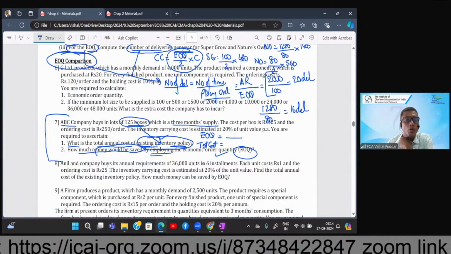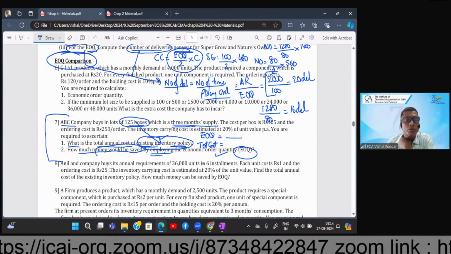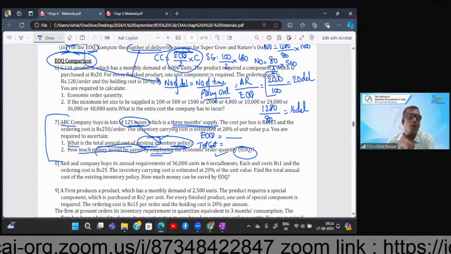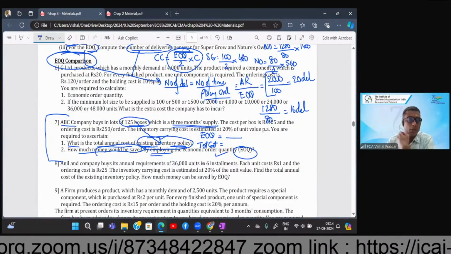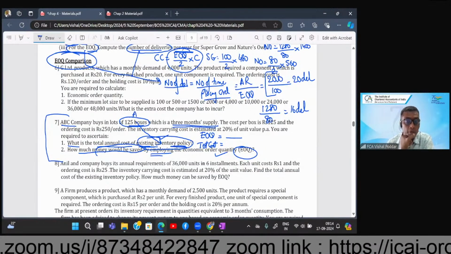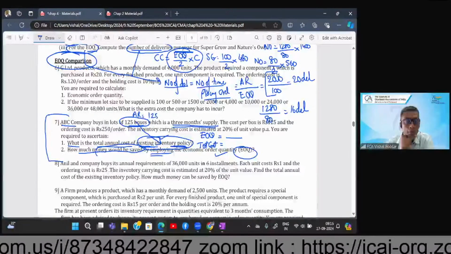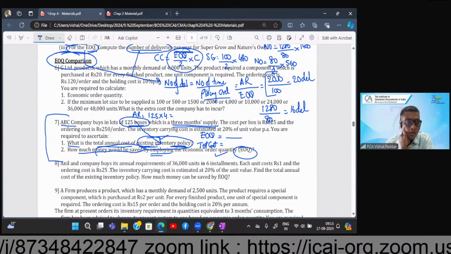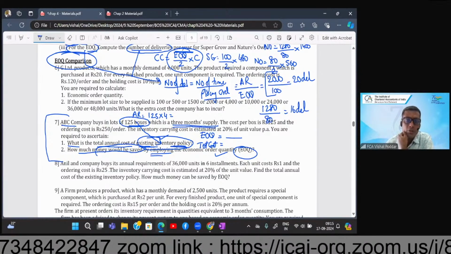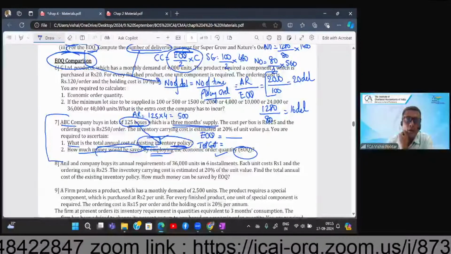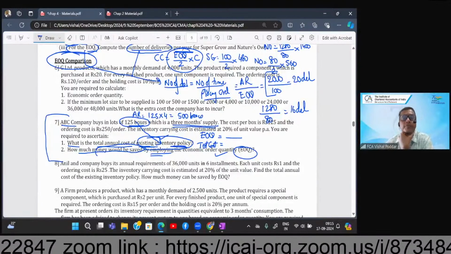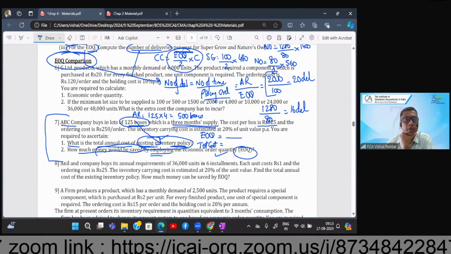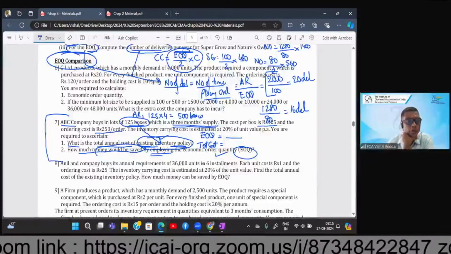That is, are you able to interpret the language also? So you are buying 125 boxes, which is your 3 months supply. It means what? In 3 months, you require 125 boxes. If you require 125 boxes in 3 months, what is your AR? Your AR will be 125 into 4. So 3 months is a quarter. There are 4 quarters in the year. So this is your AR, which is 500 boxes. Fine. The cost per box is 125. This is your purchase price. The ordering cost is rupees 250 per order.